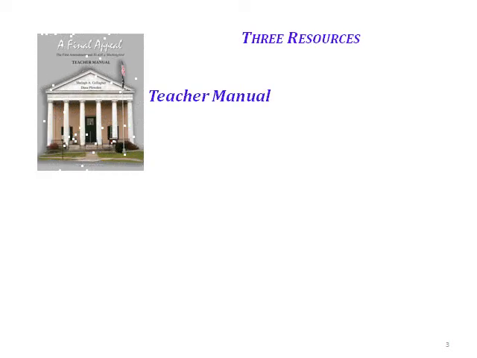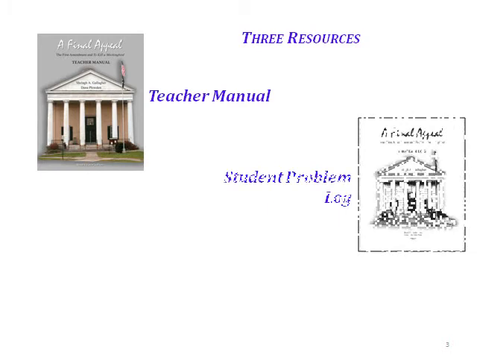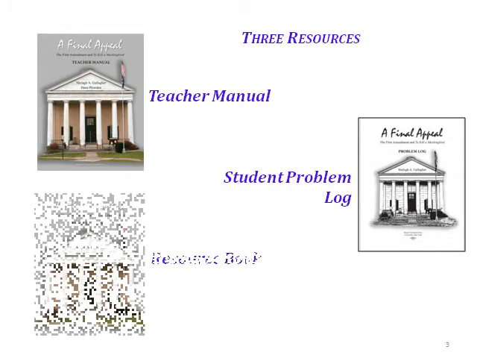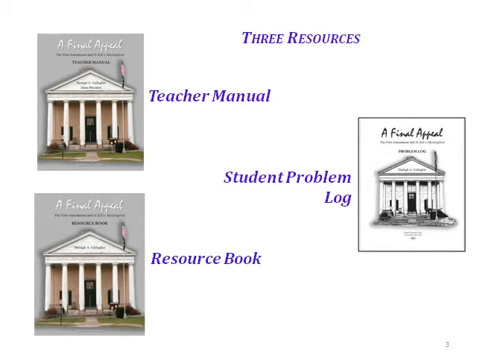The entire curriculum for A Final Appeal is comprised of 3 parts: a teacher manual, which contains lesson plans and support material, a student problem log, which has copies of lesson materials, activities, assessments, and rubrics, and a resource book with primary resource materials.